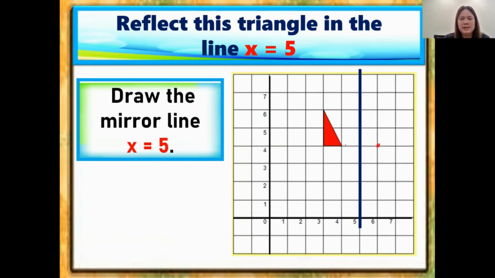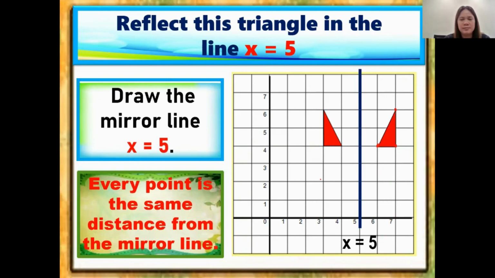This vertex is 2 steps to the left from the mirror line, so we have 2 steps also to the right. And from here, we have 2 steps to the left, so we have 2 steps to the right. And there you have it. All you need to do is to connect the vertices of the triangle so you will be able to form the shape. So remember, every point is the same distance from the mirror line, so that when you fold it, they will overlap each other.